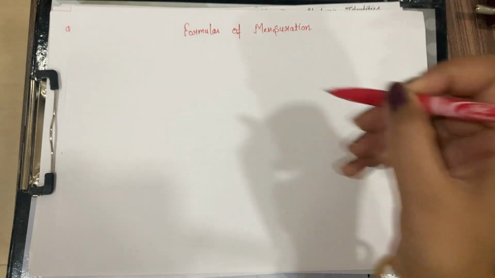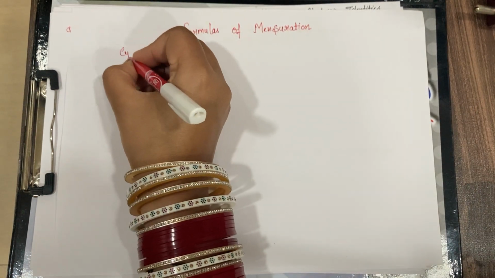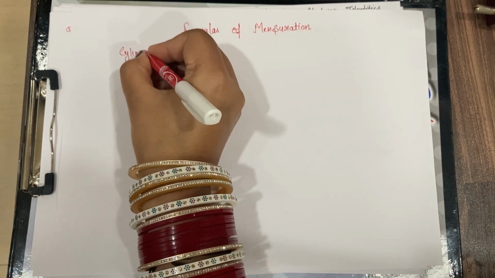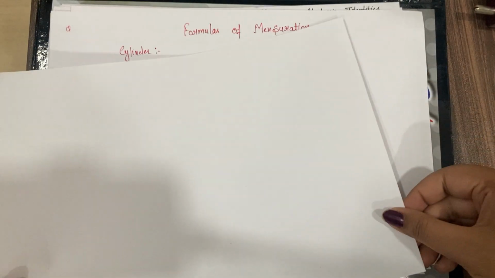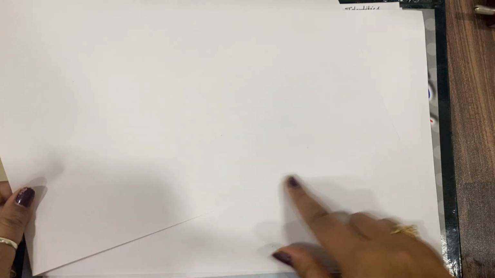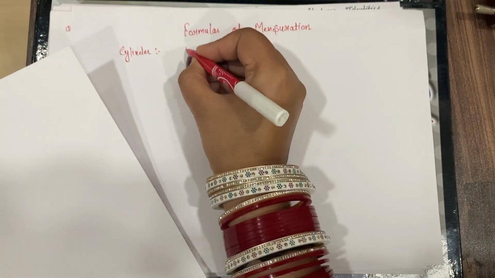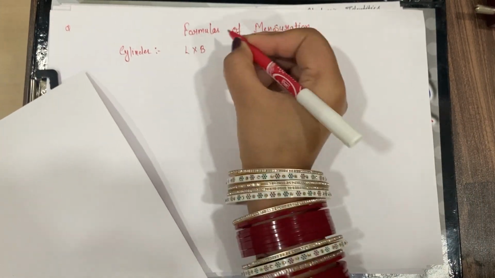First of all, we'll talk about cylinder. See students, it is a rectangular sheet of paper, right? As you know, area of rectangle is length into breadth. This is length of the sheet and this is breadth of the sheet. Area of rectangle is length into breadth.